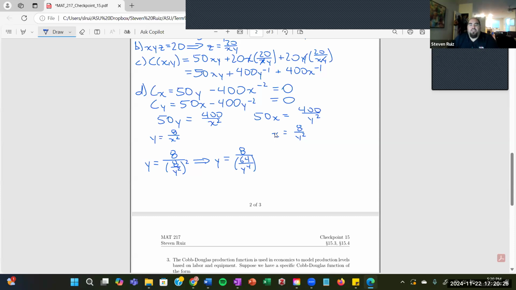So it's kind of getting weird looking. How can I keep going with this? I don't like fractions within fractions. How can I deal with this? Well, I can multiply both top and bottom by this reciprocal, so that'll cancel that. Then I get y equals 8y to the 4th over 64. Now I don't have a fraction within a fraction anymore. I can multiply both sides by 64 and I get 64y equals 8y to the 4th.